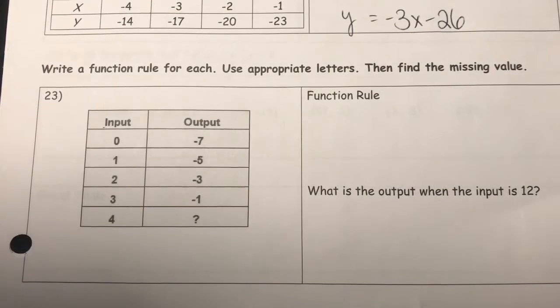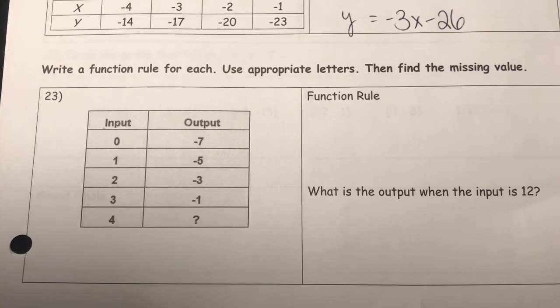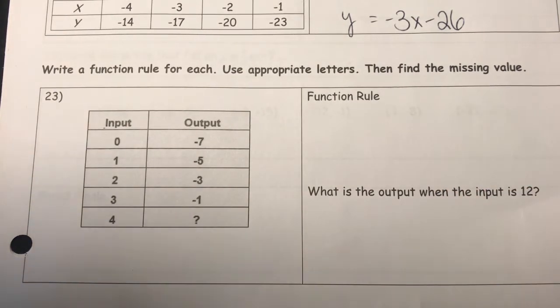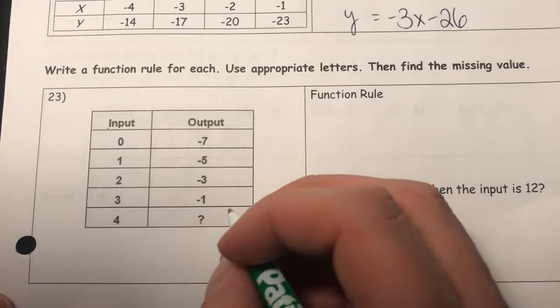All right, write a function rule, use appropriate letters, find the missing value. So I'll do 23, you do 24, because 24 is designed the same way. You can use linreg again. I'm not going to use linreg. I'm going to do something else. For problem 24, use linreg, I don't care. But I'm just going to do something different.